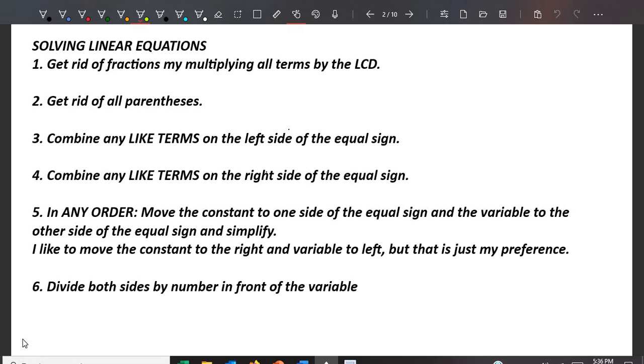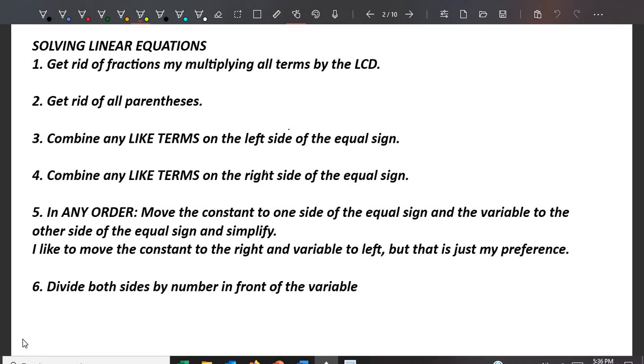Once we get rid of fractions, we get rid of all parentheses by doing the distributive property. If there's more than 2 terms on the left side, we combine like terms. Make sure you hear that. If there's more than 2 on the left. Same thing with the right. If there's more than 2 terms, we have to combine like terms.